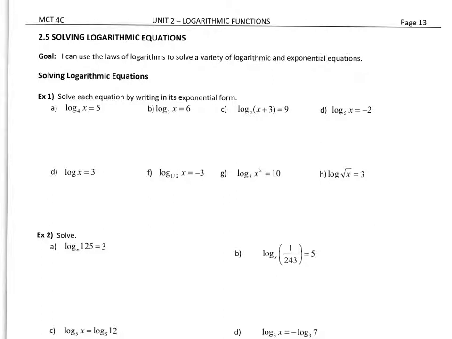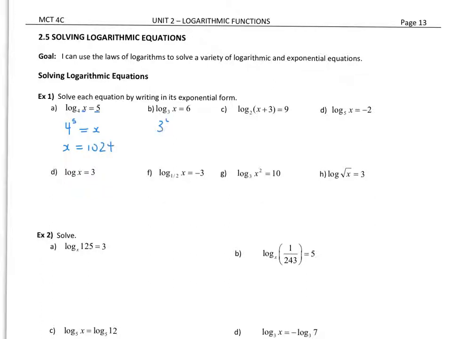So the first example here says solve each equation by writing it in its exponential form. So I've given you the logarithmic form, and we have to be able to convert that into exponential form. Now you'll notice that in all of these equations the argument is the variable. So my argument is x here. By changing that into its exponential form, we have a base of 4. The exponent is the 5, and that's equal to the x. So x is just whatever 4 to the exponent of 5 is equal to, which happens to be 1,024. So x equals 1,024. That's really all we have to do with these.